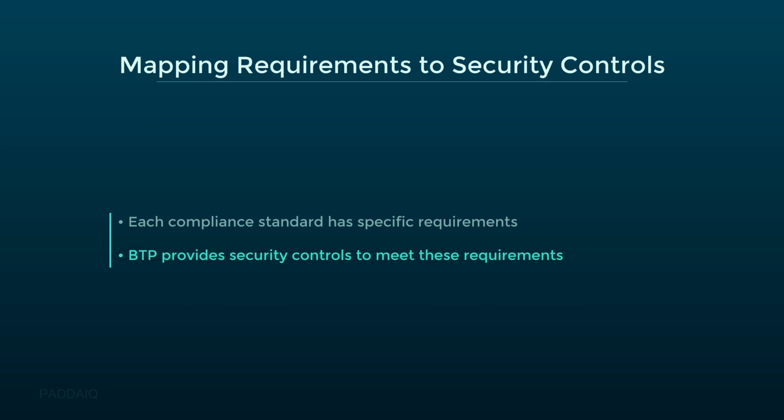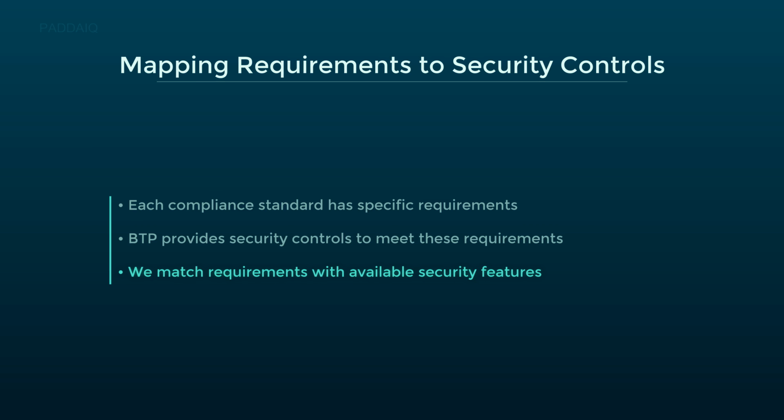BTP provides security controls to meet these requirements. This means BTP has built-in security features to protect your applications and data. For example, to control user access, you can use the Identity Authentication Service to manage logins and permissions. This ensures your security needs are directly addressed by the platform's capabilities.